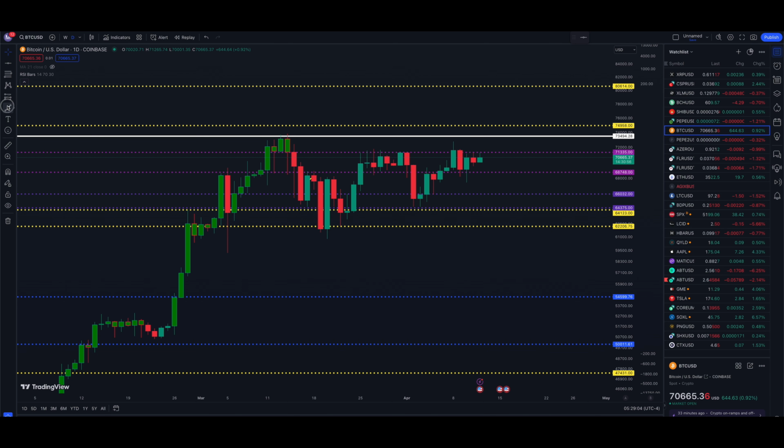Still have a pretty good resistance level here at Bitcoin at 71,335. So that's this purple line here, guys. So we tried to break out. Quick recap here: tried to break out on the 8th of April. Got denied.